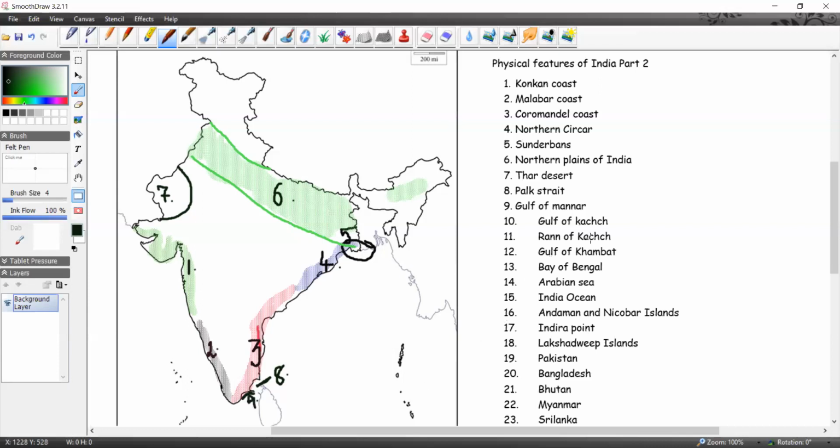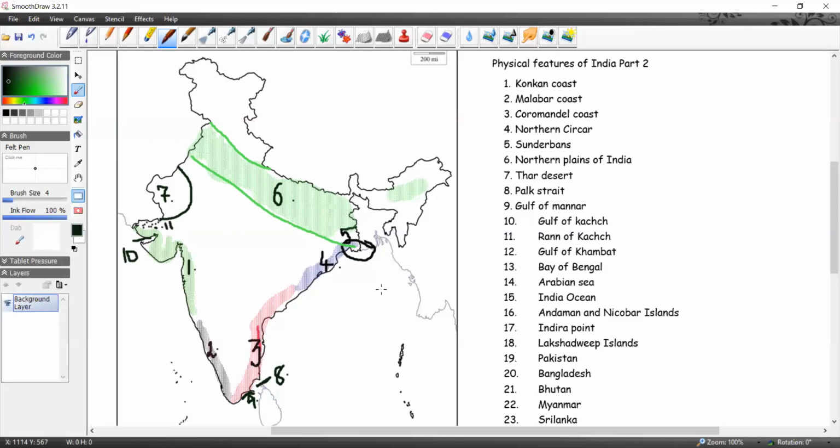And number 10, Gulf of Kutch. This area is Gulf of Kutch. This is question number 10. And 11th one is Rann of Kutch. Actually, Rann of Kutch is a huge marshy tract of land in Gujarat. And the wild ass is very famous here. And this dotted area, this is Rann of Kutch. And this is question number 11.